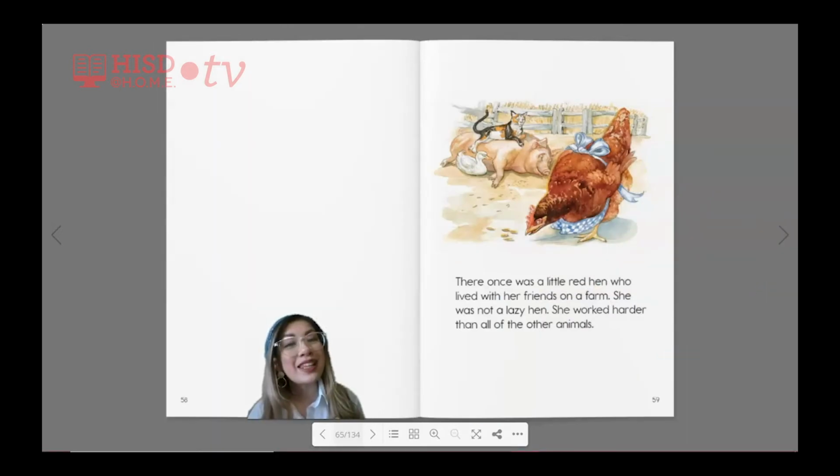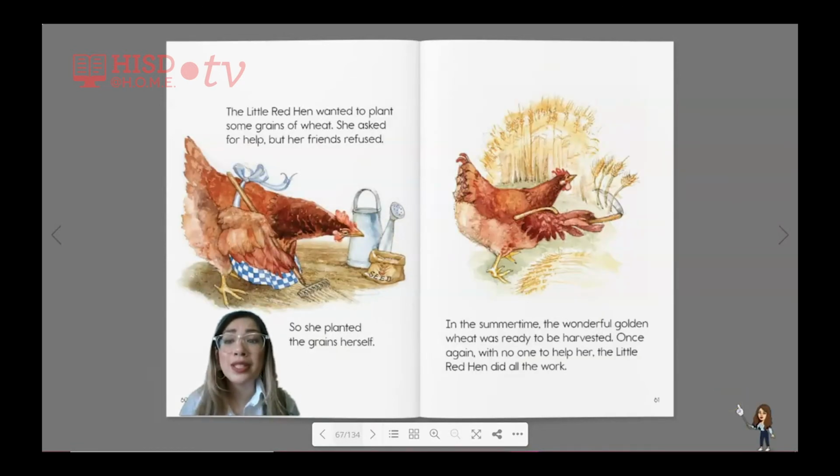There once was a little red hen who lived with her friends on a farm. She was not a lazy hen. She worked harder than all the other animals. The little red hen wanted to plant some grains of wheat. She asked for help, but her friends refused. So she planted the grains herself. In the summertime, the wonderful golden wheat was ready to be harvested. Once again, with no one to help her, the little red hen did all of the work.